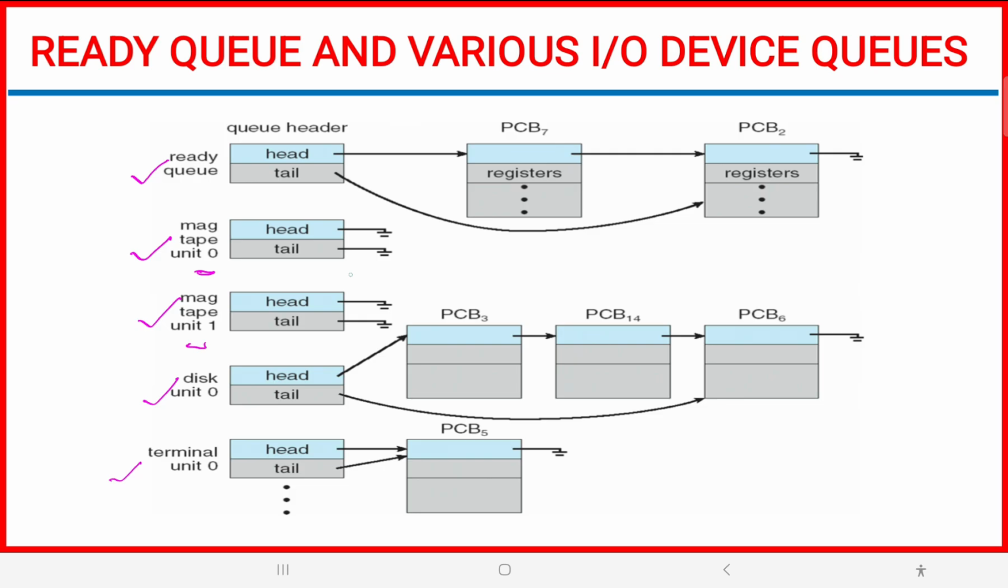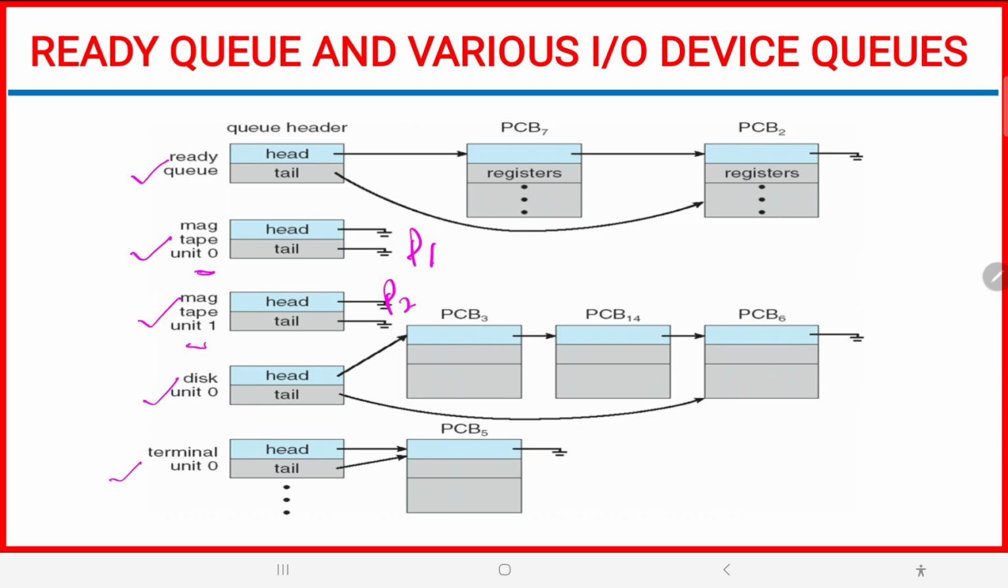For example, if a process P1 is looking for magnetic tape and at the same time process P2 is also looking for magnetic tape, in that case both these processes can be allocated one copy of this tape. One copy of this tape can be given to process P1, and the second copy can be given to process P2 so that they can do their jobs.